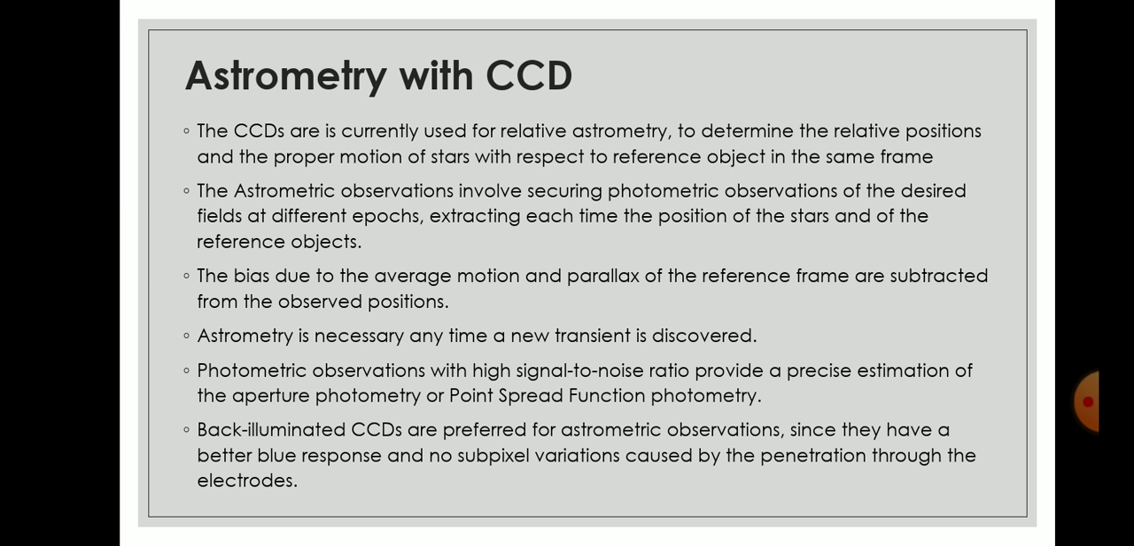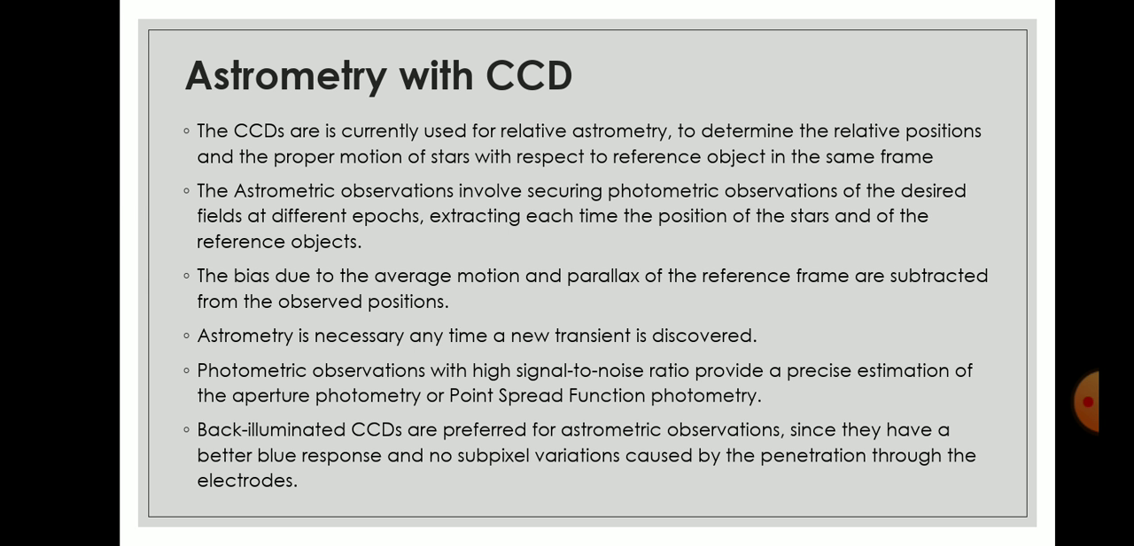And for the astrometry with CCD, CCDs are currently used for relative astrometry to determine the relative positions and the proper motion of stars with respect to reference objects in the same frame. The astrometric observations involve securing photometric observations of the desired fields at different epochs, extracting each time the position of the stars and of the reference objects. The bias due to the average motion and parallax of the reference frame are subtracted from the observed positions.